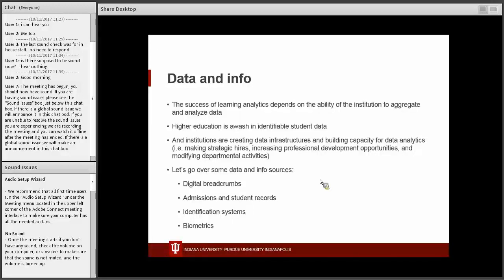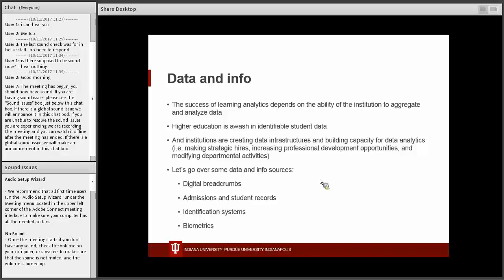So I've seen institutions really make strategic hires. People who do educational data mining or who are considered to be data scientists, they're hiring individuals like that. They are looking to expand the scope of what institutional research offices do. They're enhancing the professional development opportunities, especially for faculty, to learn how to do smaller scale data analytics. And generally, they're just changing or modifying departmental activities to better get at the value embedded in all the student data.